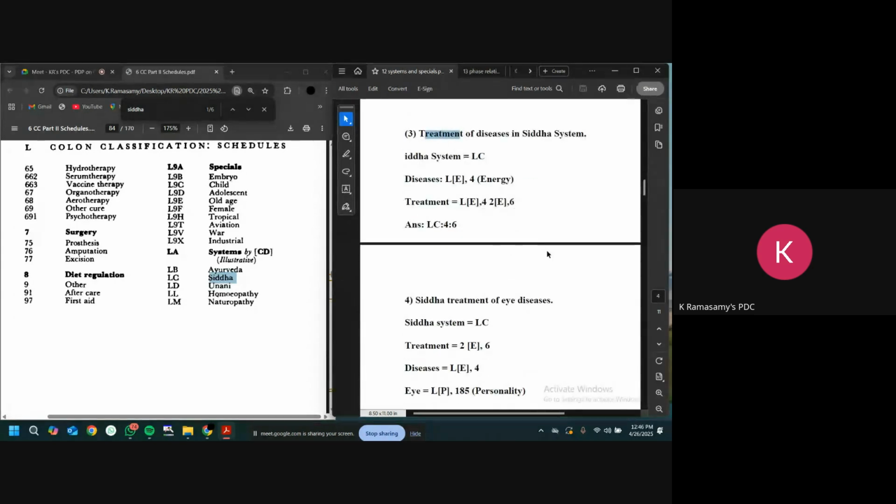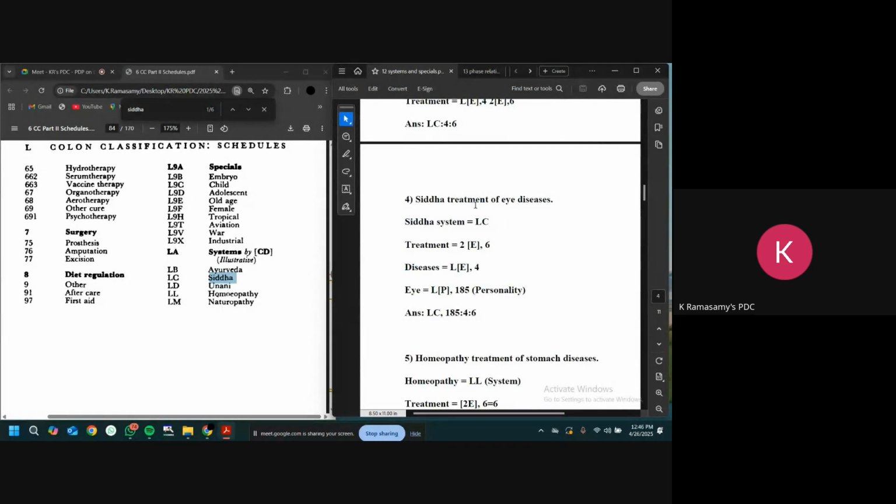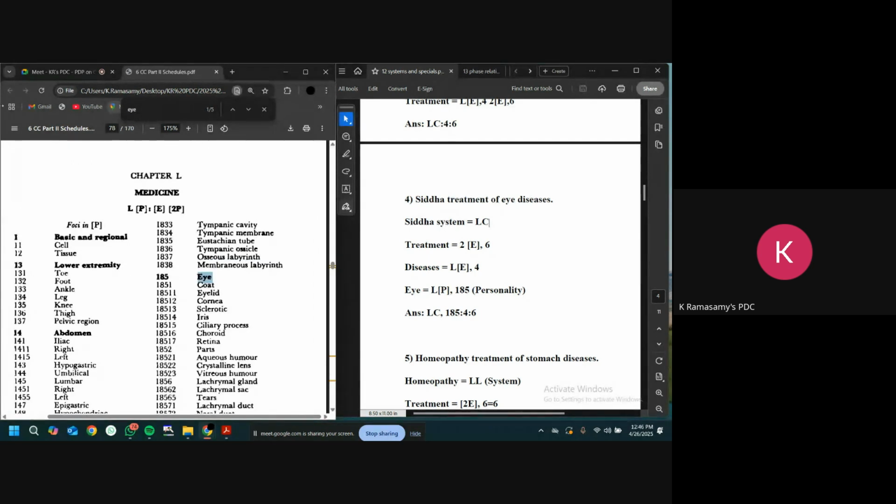Okay, fine. Now see here, Siddha treatment of eye diseases. Here you have a word called eye diseases. The number for Siddha system is LC. Treatment is colon 6. Diseases is colon 4. You know this very well, but I don't know the number for eye. Let me check. Eye is a personality facet in the medicine main class, 4C in personality. The number for eye is 185. Okay, now I am going to add this.